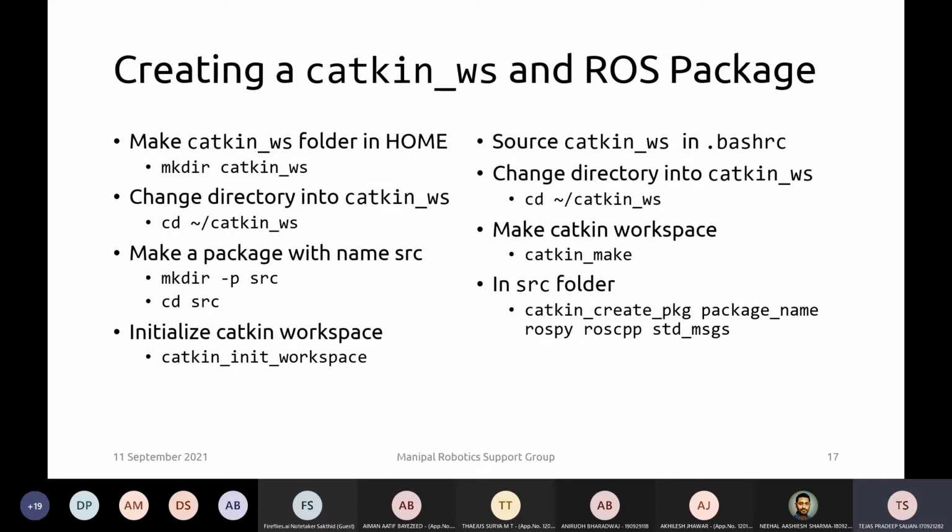So these three things, rospy, roscpp and std_msgs: rospy and roscpp are the client libraries, and std_msgs is the list of standard messages, that is int32, string and all that. So basically these three things are called the dependencies. So while creating a package, we need catkin_create_pkg, the package name, and followed by the dependencies which you want.